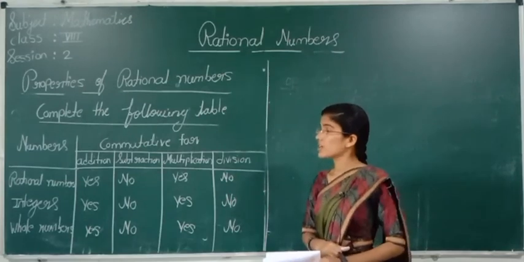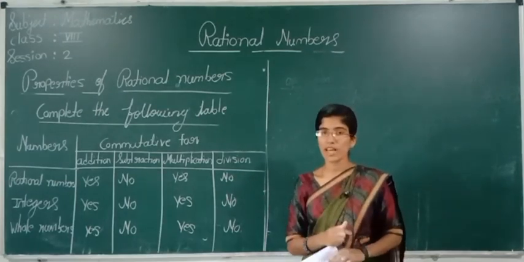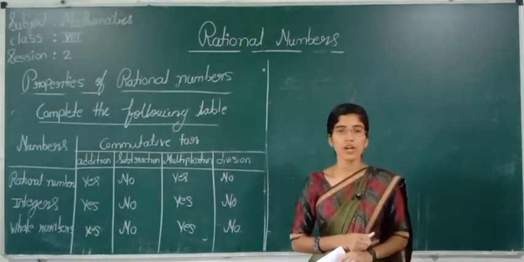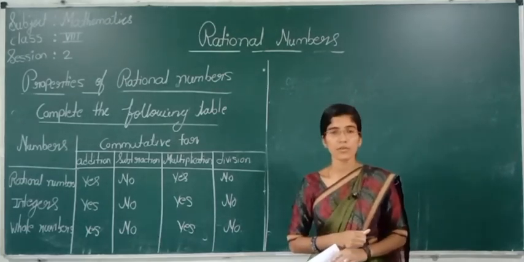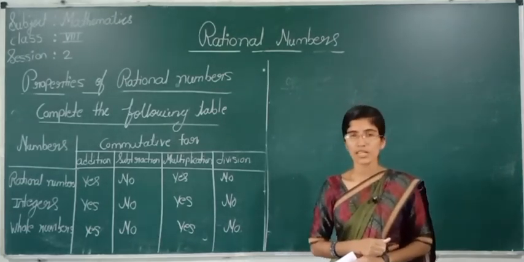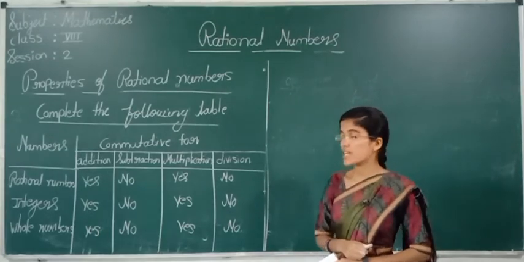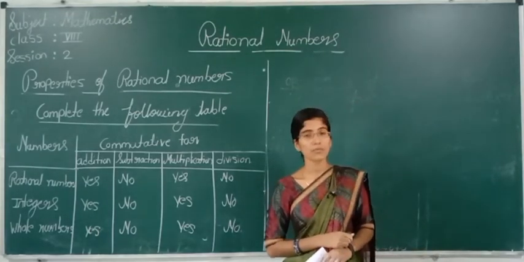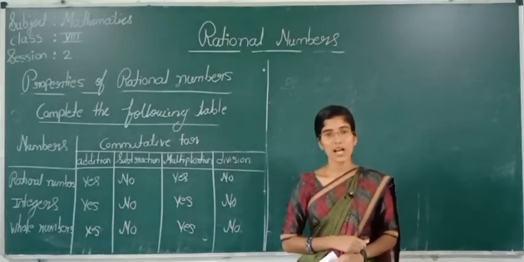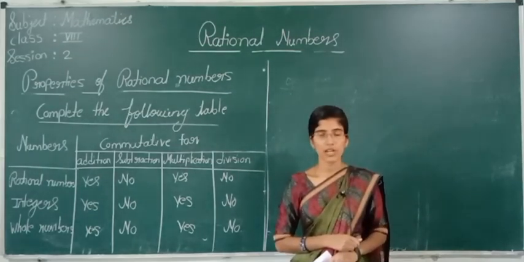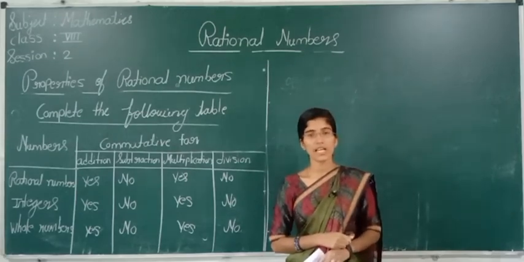Okay. See, in today's class we have learnt about the properties of rational numbers, the second property, that is nothing but the commutative property. We have revised the commutative property for whole numbers and integers. In the same way we have performed the commutative property for rational numbers. In the next class we are going to see the third property of rational numbers, that is the associative property. Okay, thank you. We will see in the next class.